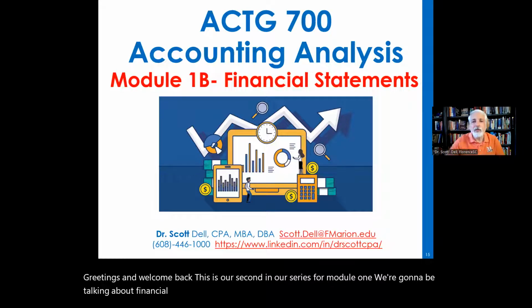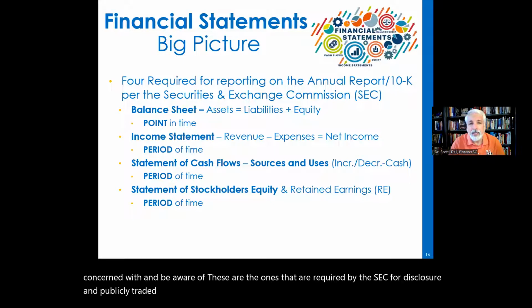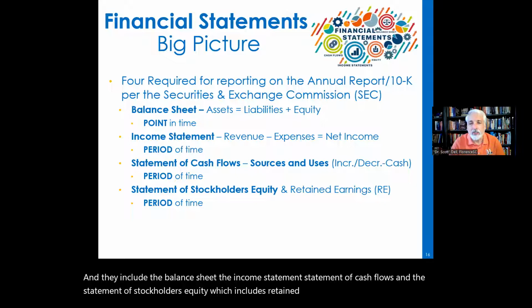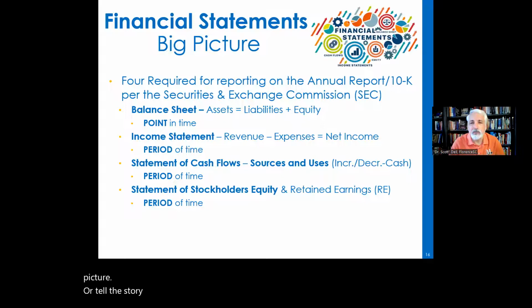There are four primary financial statements we need to be concerned with and be aware of. These are the ones required by the SEC for disclosure in publicly traded companies. They include the balance sheet, the income statement, the statement of cash flows, and the statement of stockholders' equity, which includes retained earnings. We're going to go into more detail on each one, but put together, these four financial statements paint the picture, or tell the story, as we talked about in the previous video, of how the company performed during a period of time.